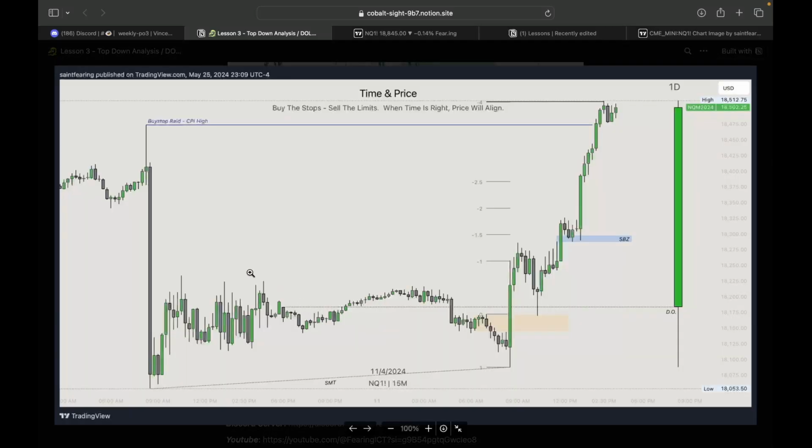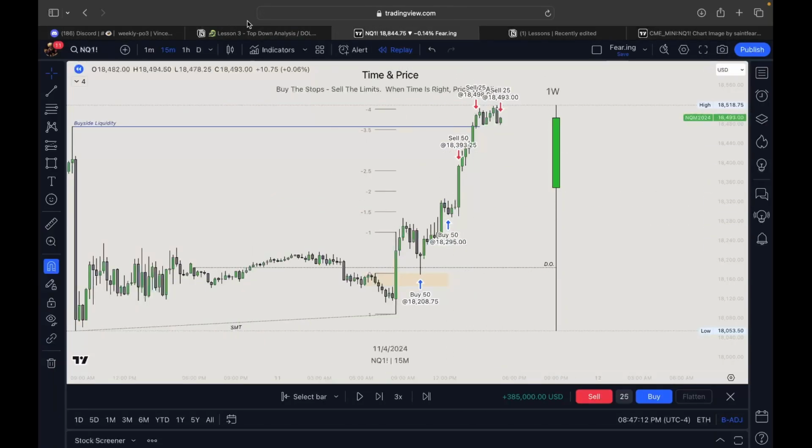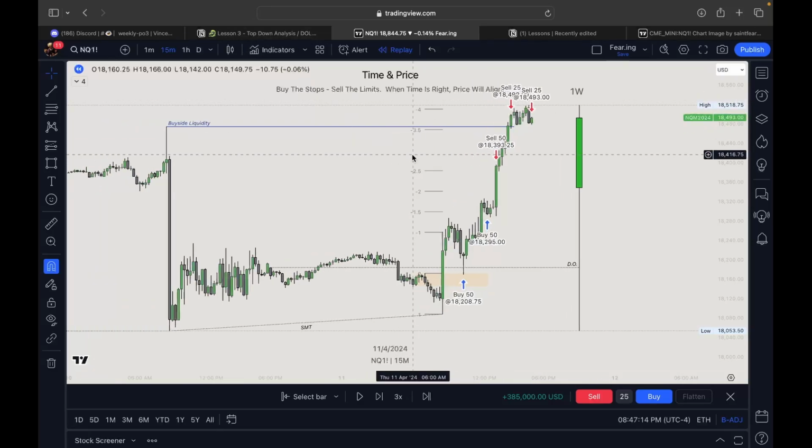And this is the chart of that day. Boom. Absolutely beautiful day. We very rarely see delivery like this, but if you're that professional trader just looking to trade one day a week, it's a day like this.